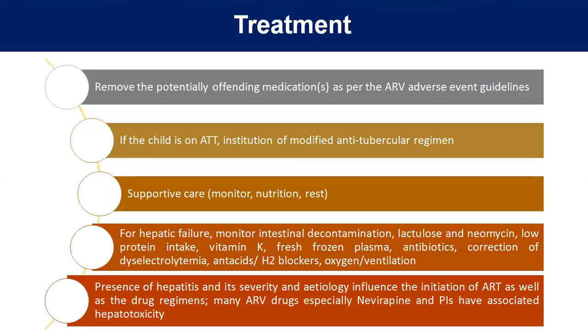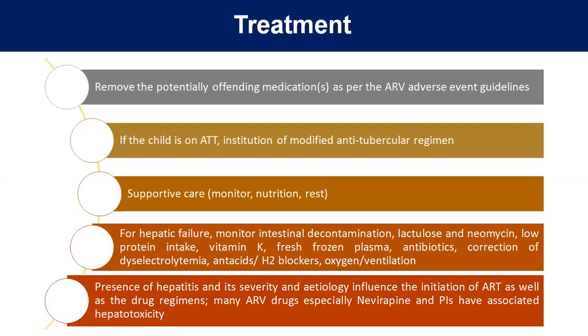So coming to the treatment, it is mostly supportive. We have to remove the potentially offending medication as per the ARV adverse event guidelines. If the child is on anti-tubercular therapy, institute a modified ATT regimen. We have to give supportive care like monitoring vitals, hemodynamics, nutrition, rest. And if the child progresses to hepatic failure and encephalopathy, we have to monitor the child very meticulously, preferably in an ICU setup.